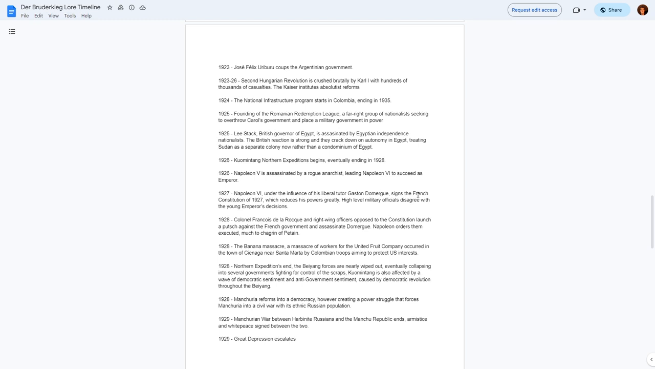1928, Northern Expeditions end, the Beiyang forces are nearly wiped out, eventually collapsing into several governments fighting for control of the scraps. Kuomintang is also affected by a wave of democratic sentiment and anti-government sentiment caused by democratic revolution throughout the Beiyang.